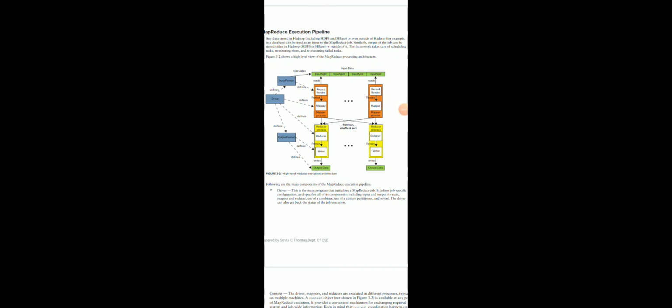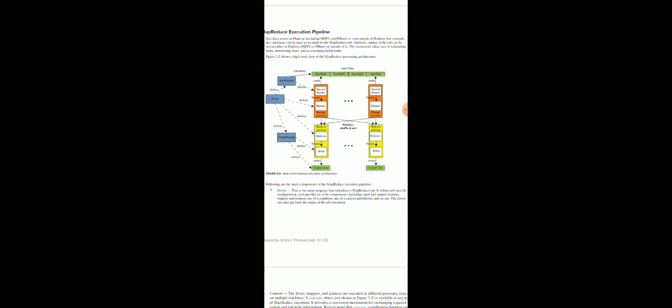Today we will study the MapReduce execution pipeline. You can see a high-level Hadoop execution architecture. In this, a driver is there, then input format. You can see input data, then record reader, mapper, then the reducer process consisting of reducer, writer, and then an output data. This is a high-level Hadoop execution architecture.